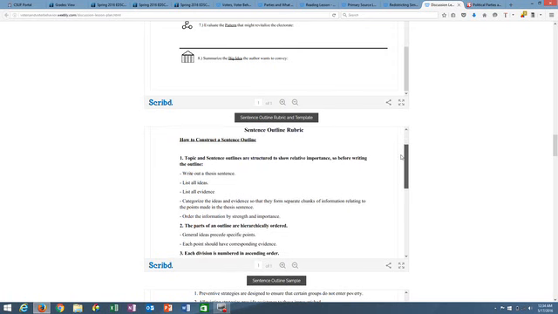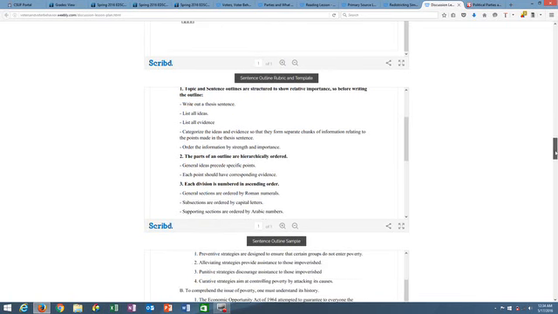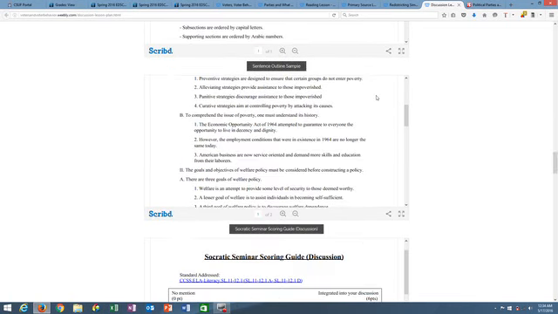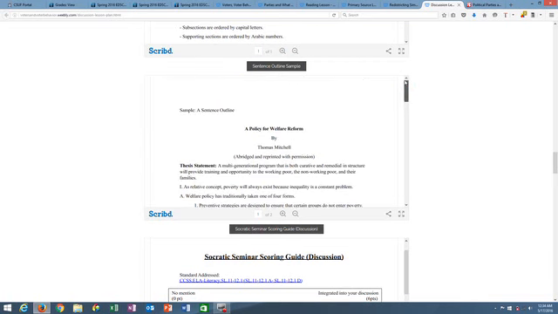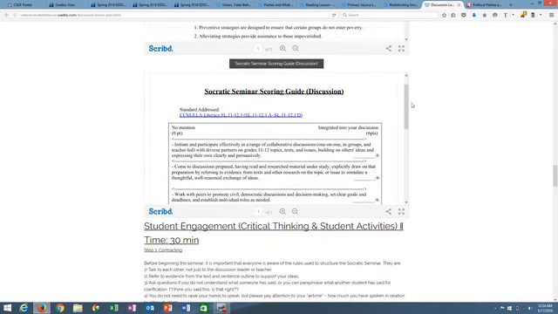This is a rubric that they could use and how to create their own thesis, list all ideas and evidence, and I also used a sentence outline sample. This one is Policy for Welfare Reform by Thomas Mitchell. And during the Socratic seminar, there's an inside and outside circle.